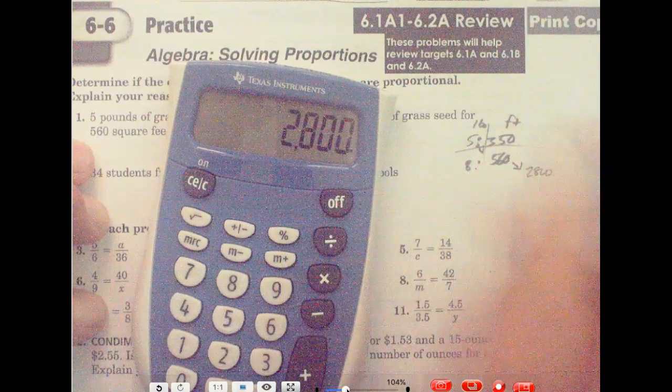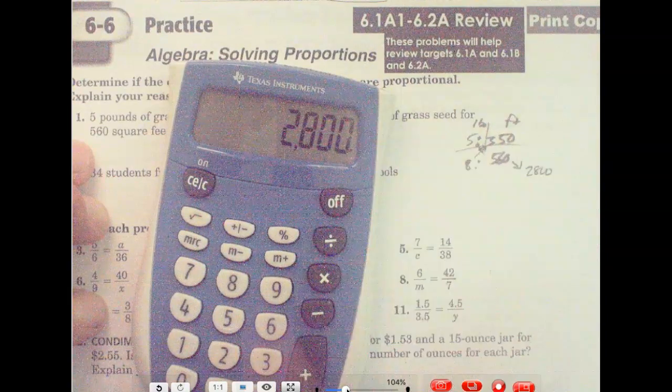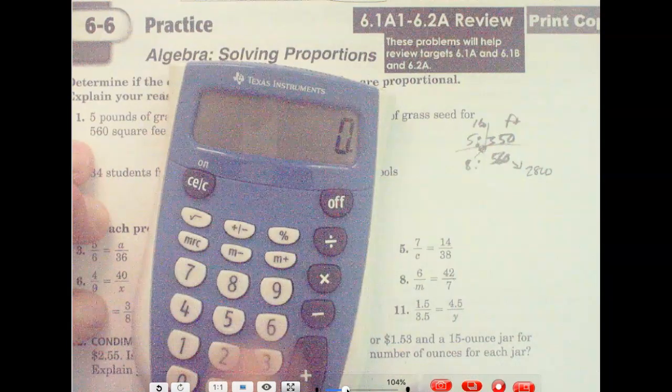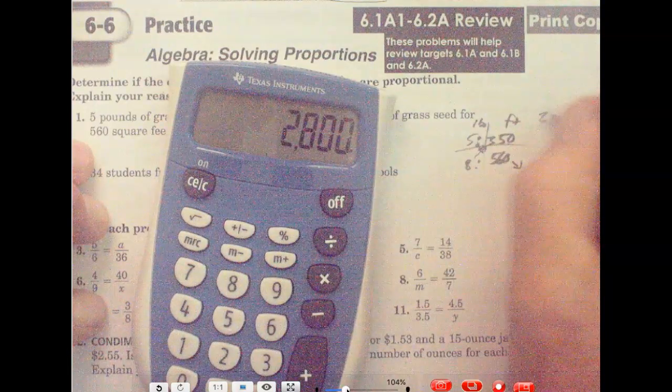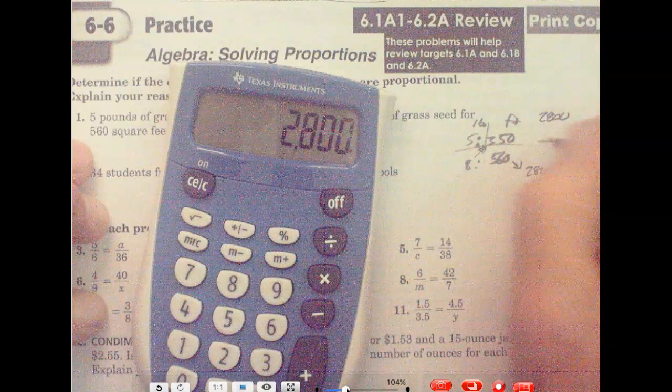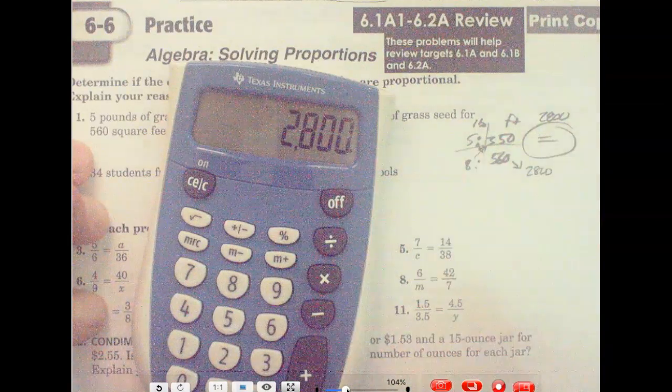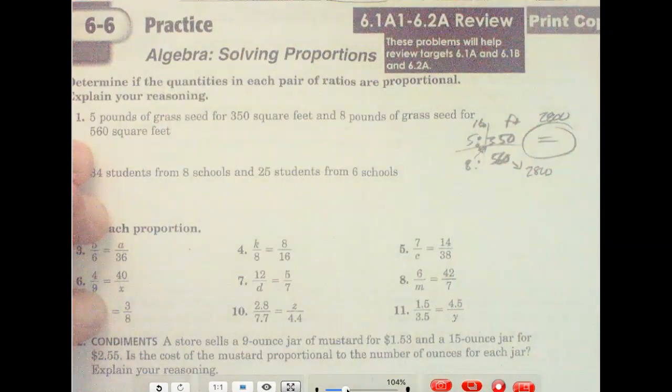And now we have to go this way. 8 times 350. 8 times 350 equals 2800. Cross products are the same, so that means that these ratios are equivalent. Another way you could do it is to reduce them down to the simplest form possible.